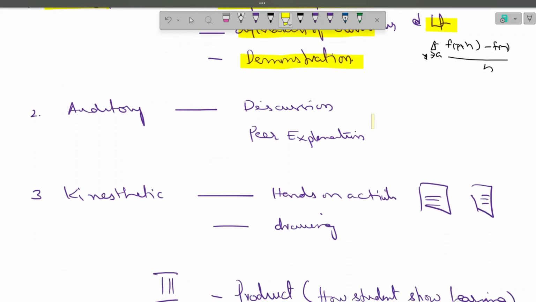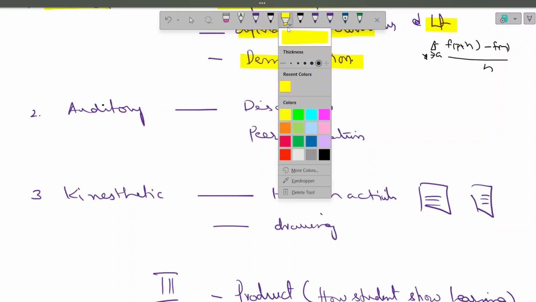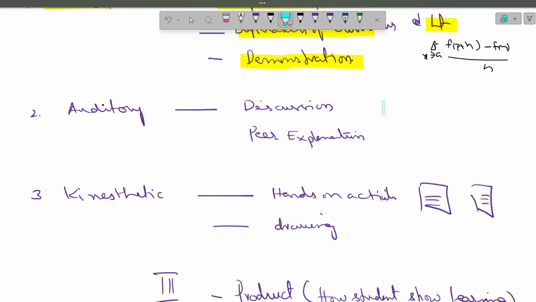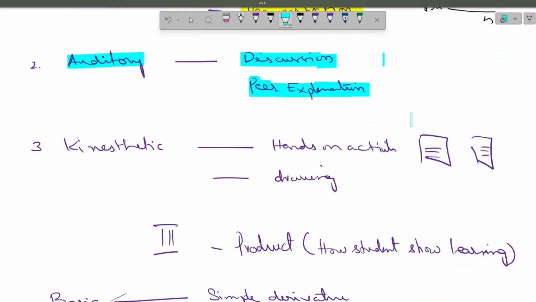Then comes the auditory learner. This type of student prefers talking. When they want to solve a problem, they want to talk about how they are doing it. So they discuss and explain to their peers whatever you have demonstrated. You have to give some time for them to talk to their peers. They don't waste time, but they are on the talks. Their discussion is academic discussion, not casual talk.